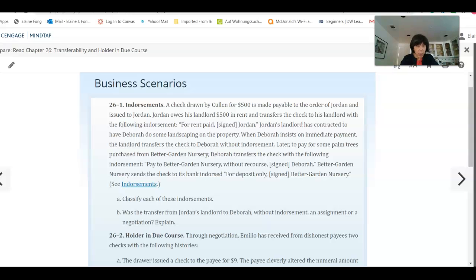And now the last question, the second and last question, is letter B. Was the transfer from Jordan's landlord to Deborah without an endorsement, an assignment, or a negotiation? Right. What did we learn? When it went from the landlord to Deborah, that was a negotiation. The paper had become bearer paper. And how do we negotiate bearer paper? We just deliver it. So it's a negotiation.